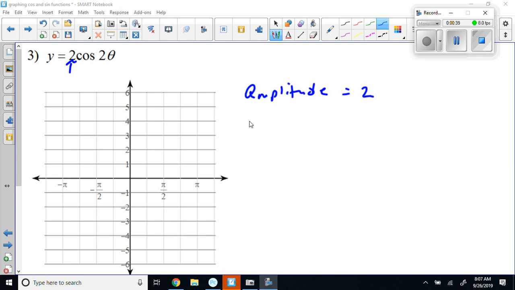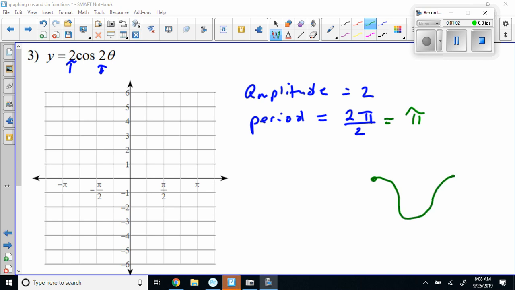Okay. Now the period. Period is 2 pi over 2. It's the number in front of the theta or the variable x. So when you do that, you get a period of pi. So a cosine wave looks like that.